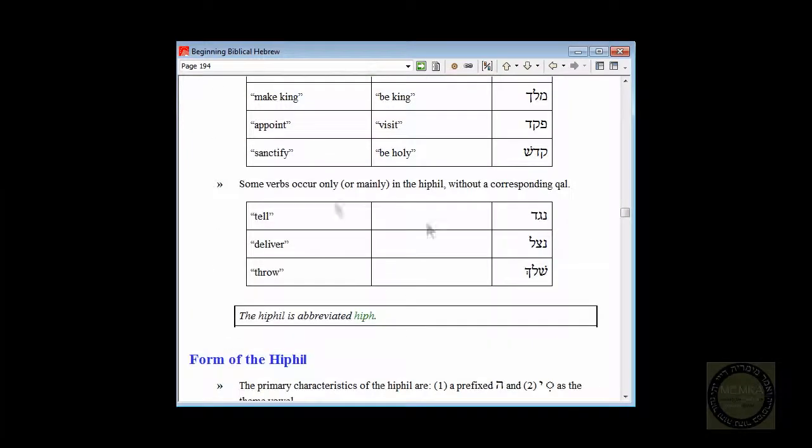Down here he mentions some verbs occur only or mainly in the hifil. They don't have a corresponding kal. You have a few of those. Again, it's not something you need to memorize, but just to be aware of, because in these instances you're just going to have to know this vocabulary meaning with these lemmas. You're not going to be able to build it off of a kal meaning.